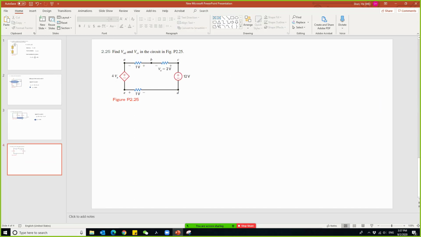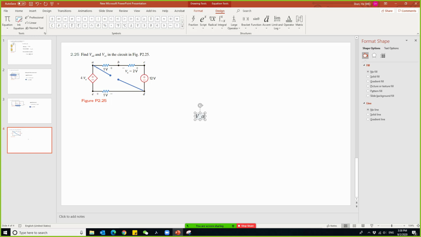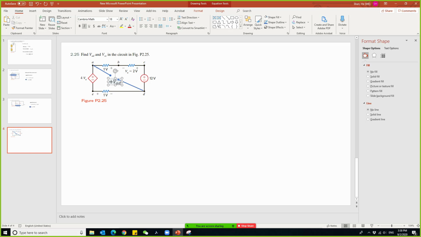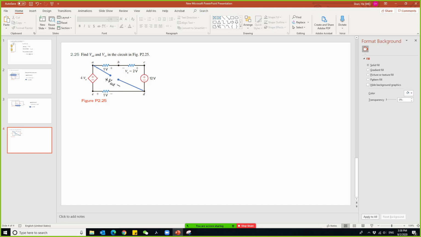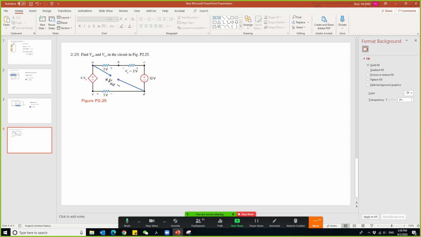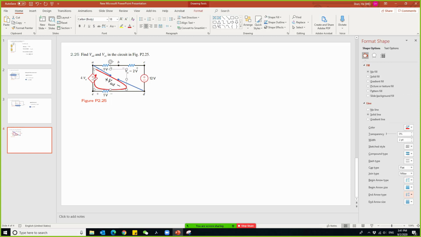So in this problem, we're going to find VAD and VCE in the circuit. These are the nodes A, B, C, D, E. VAD means A with respect to D. So this is the voltage VAD, with the plus sign and the minus on the right hand side. To find a voltage in the circuit, we will need to use KVL. If I want to find this voltage right here, definitely my loop should include this voltage. So we'll call this loop 1. KVL to loop 1.